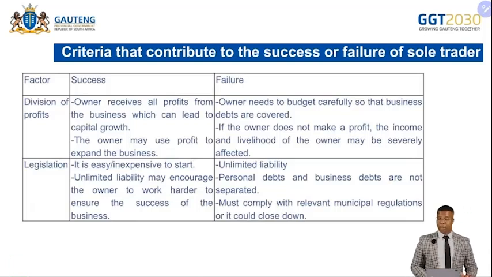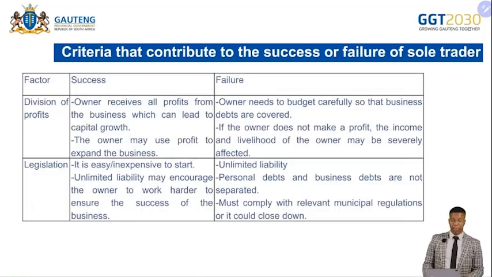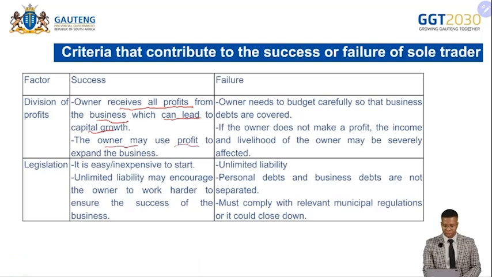Then division of profits when it comes to a sole trader as well. Remember, we analyze or we look into these 5 factors to say how they can affect the success and the failure of that particular form of ownership. How profit is to be divided with a sole trader. The success part is that the owners will receive all the profits from the business, which can lead to capital growth. And also another aspect is that the owner may use the profit to expand the business. The failure, however, becomes the idea that the owner needs to budget carefully so that the business debts are all covered.